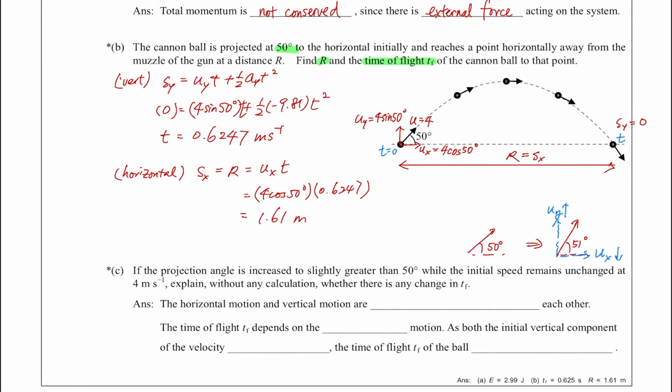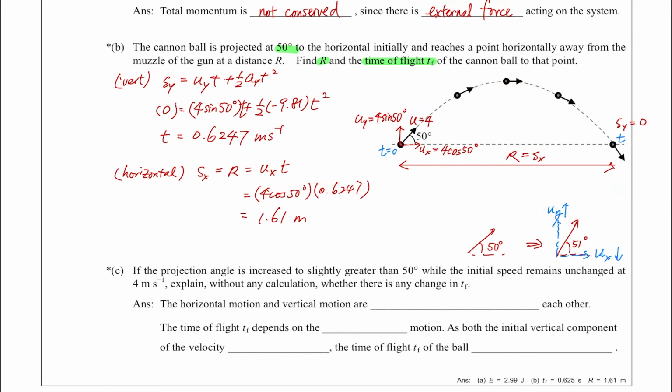What does the time of flight depend on? Does it depend on Uy or on Ux? Remember the time of flight, when it goes up and down again, when it goes back to the original level, actually only depends on the vertical motion. Now, the upward velocity is higher. So we expect the time of flight will also be higher because it takes a longer time for it to come back to the original position.